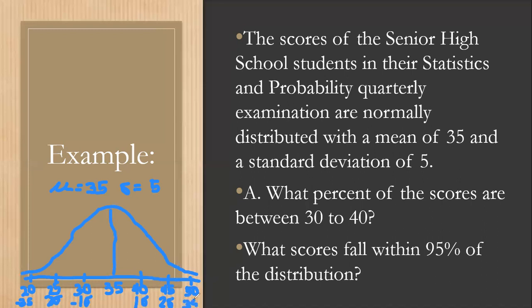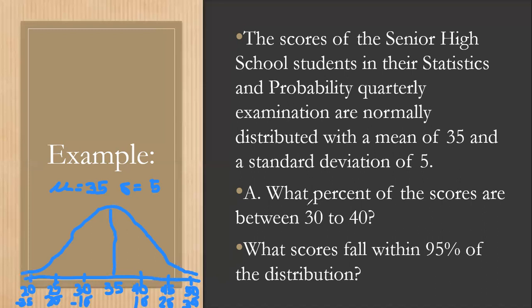So again, you need to consider the empirical rule or the 68, 95.2, and the 99.4% rule. Okay. So how do we answer question letter A?